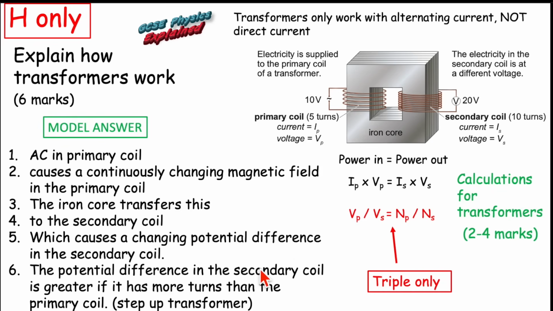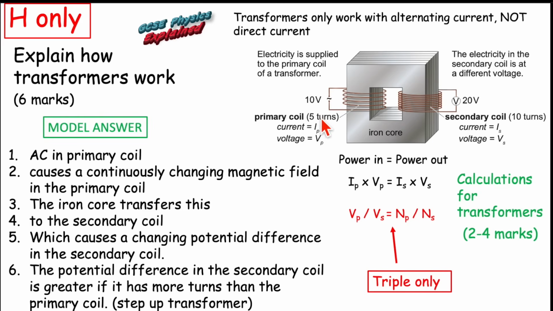The potential difference in the secondary coil is greater if it has more turns than the primary coil. That's what we call a step-up transformer. So you can see here, the primary coil only has 5 turns, whereas the secondary coil has 10 turns. Notice the ratio. 5 turns to 10 turns is 1 to 2. So for every 1 volt you put in, you're getting 2 volts out.